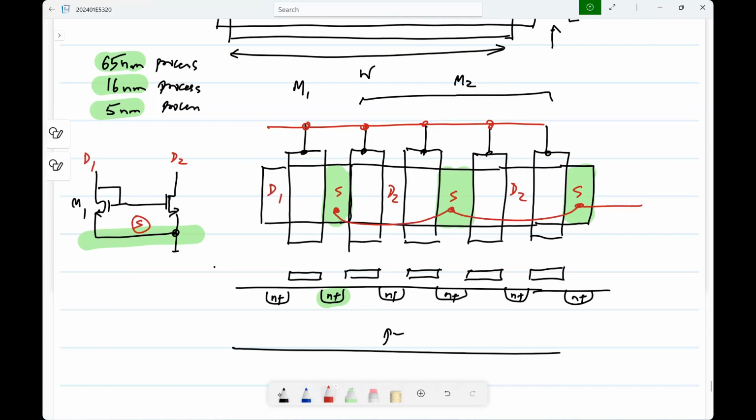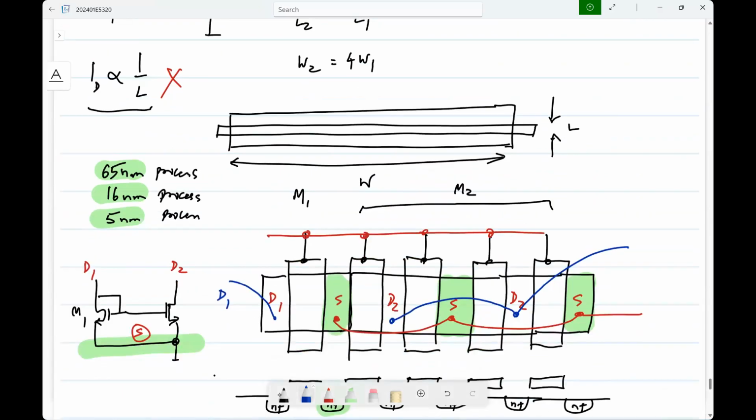This will be the source, this will be the output terminal, and this will be the input terminal of the current mirror. And you have to connect this D1 to the gate. Maybe it looks slightly confusing initially, but you get the idea.